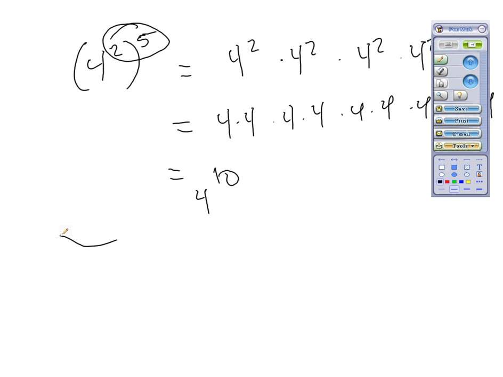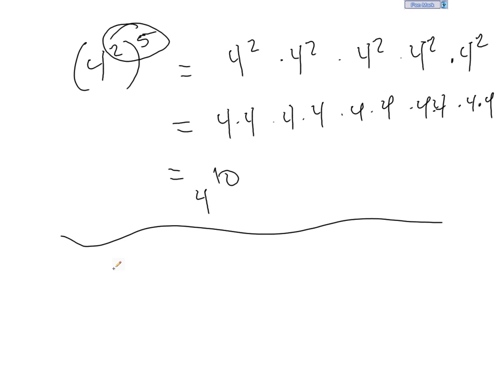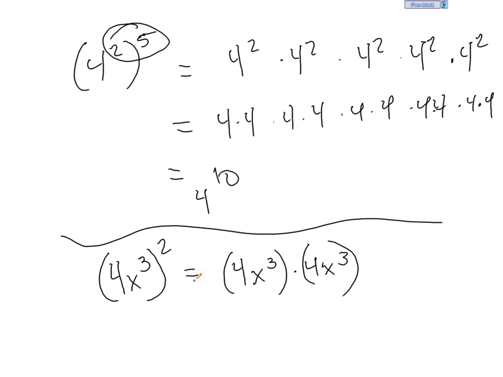One last example to be really cautious about is what if I had something like 4x to the third squared? Okay, well, let's just carefully again write out what this means, because now we have this extra coefficient of 4 in here and the x to the third. So this means 4 times x to the third times 4 times x to the third. Well, we already know that we can multiply those coefficients because the order of operation doesn't matter. So that would be 16. And x to the third times x to the third is x times x times x times x times x times x, which is x to the 6th power.